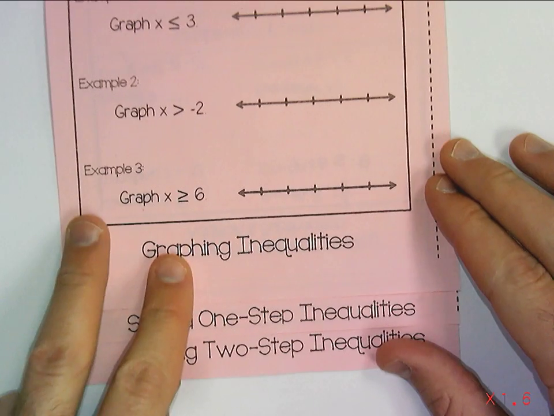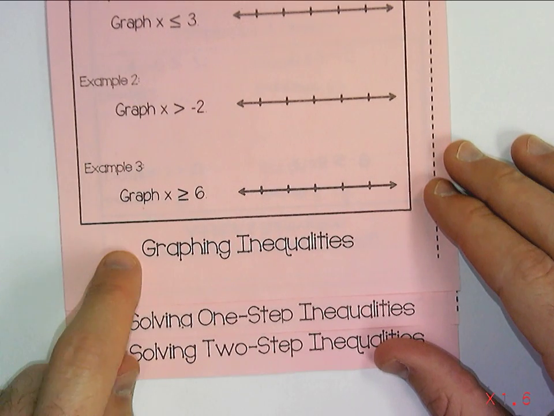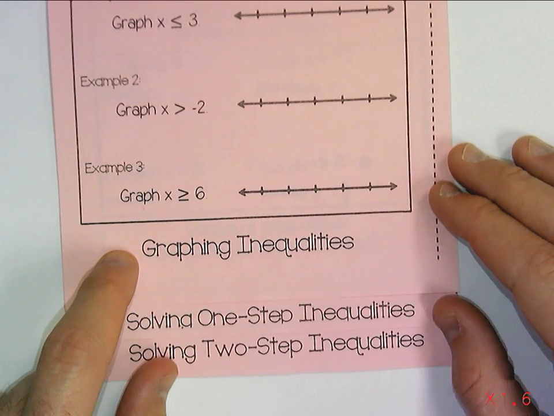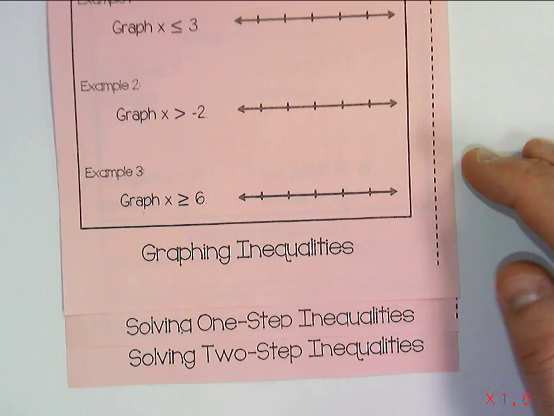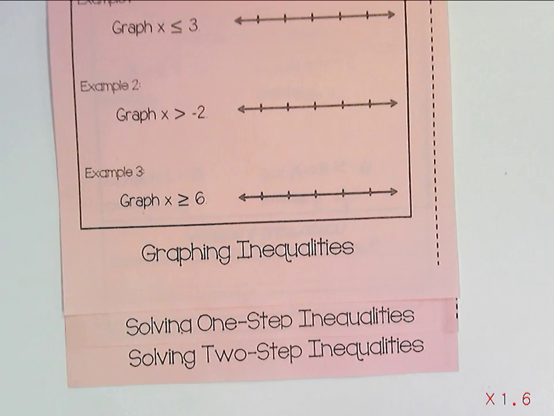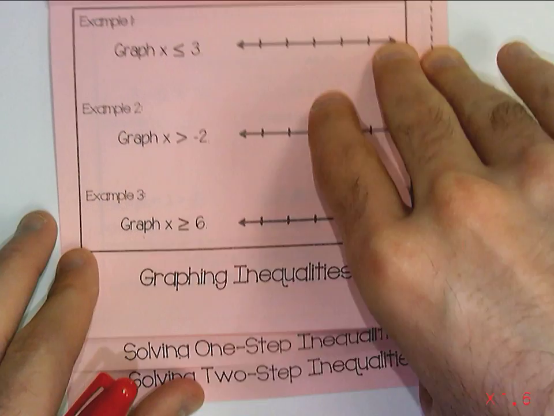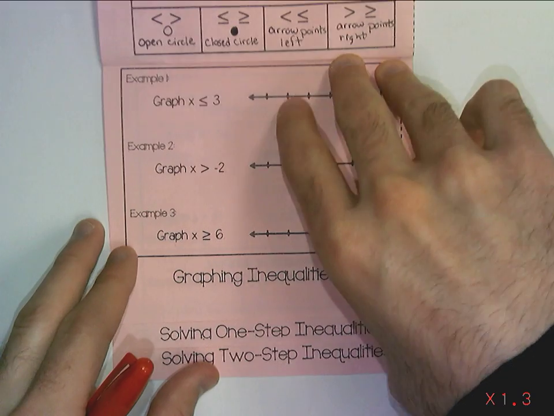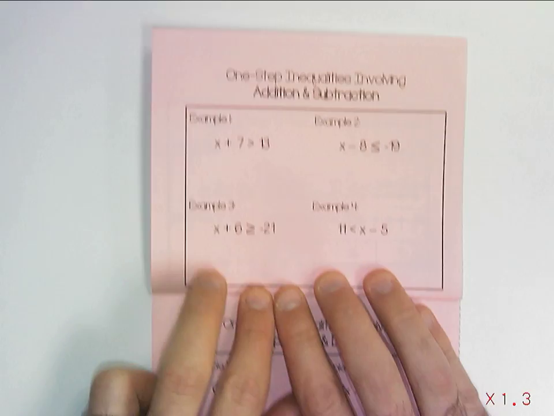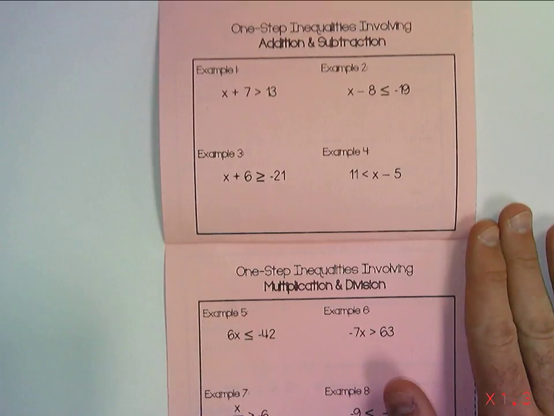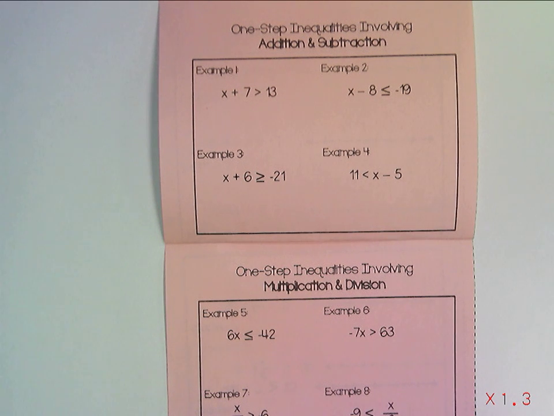Now, I would like you to try example 2 and 3 on your own, and at the end there'll be a spot for you to check your answers. But for time's sake, we're just going to keep moving forward and look at solving one-step inequalities here. So we'll go ahead and work through these. I'll do a couple examples. I'll do 4 from here, and you will be responsible for the rest of them.